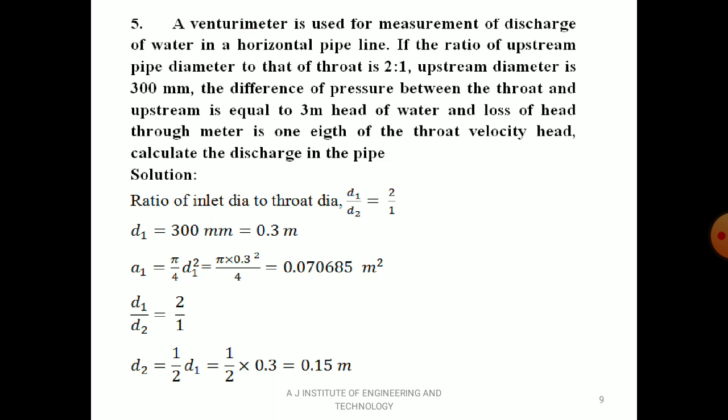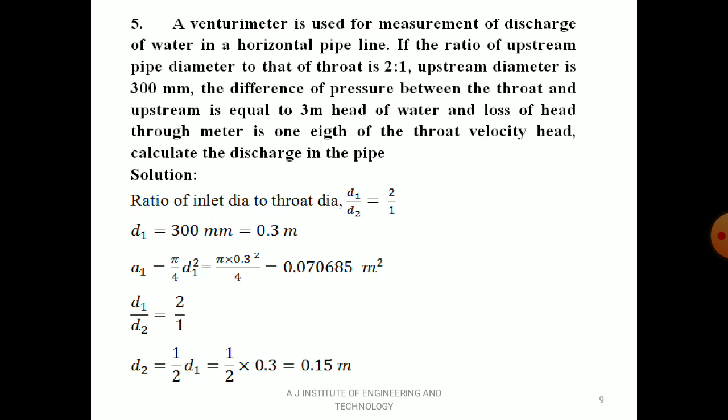The difference of pressure between throat and upstream is equal to 3 meter head of water. See here, it is given in terms of head of water. That means P1 divided by rho g minus P2 divided by rho g equal to 3 meter head of water. So it is clearly mentioned here, head of water, so the density of water should be considered for P1 divided by rho g. That is, rho is the density of water because the flowing fluid here is water.